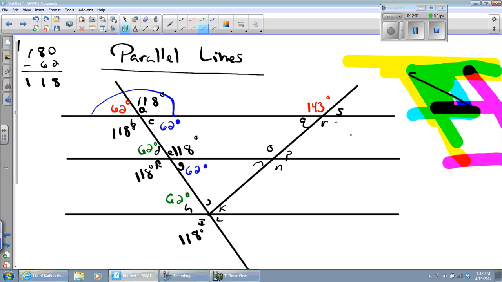So angle R is 143 degrees because they're vertical. Okay. The supplementary angles, 180 minus 143, I think would be 37. So S is 37. S and Q are vertical, so Q is 37. Q and P are alternate interior, 37. R and O are both alternate interior, so that's 143. M and Q are corresponding, so that's 37. Okay, N would be 143.